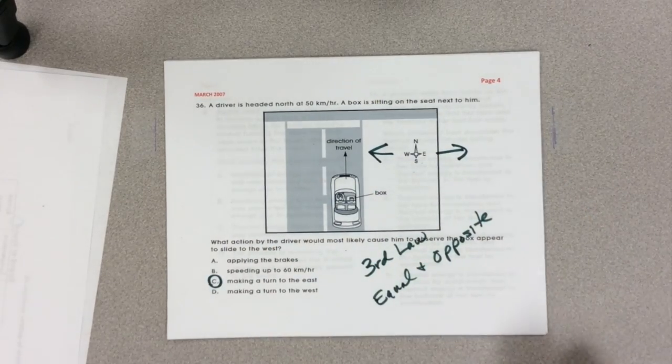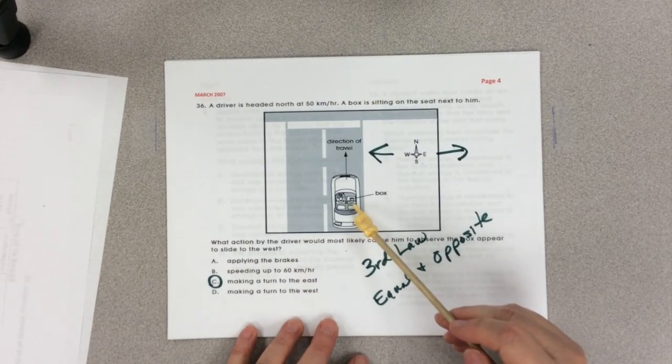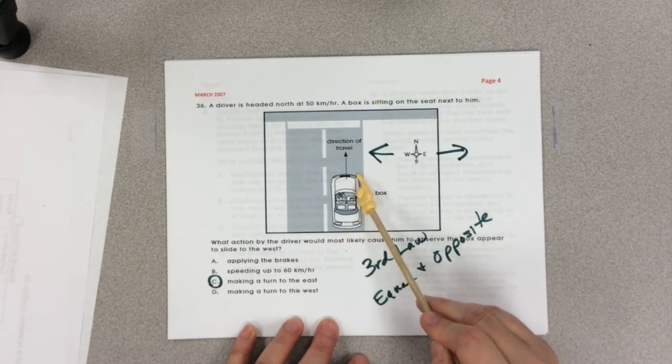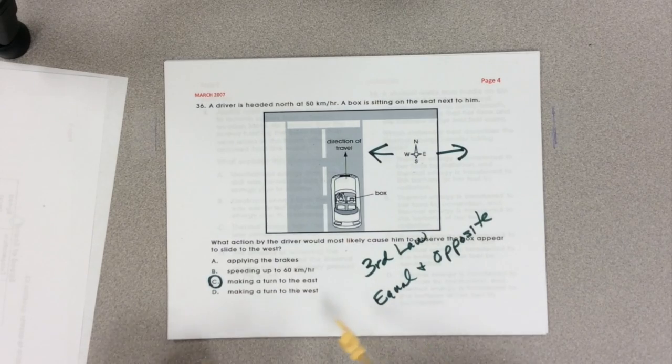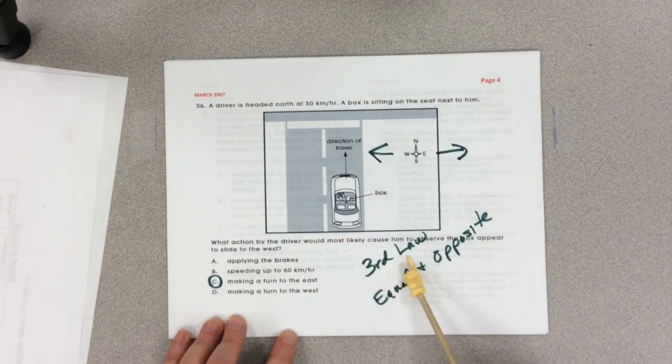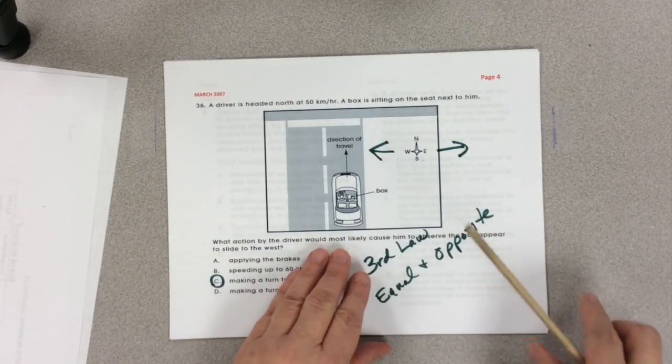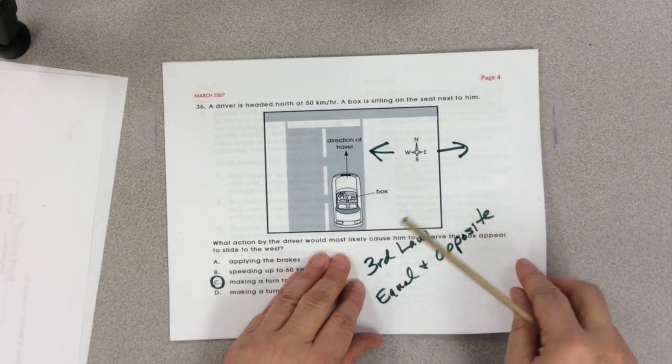And you know, if he put on his brakes, especially if you put the brakes on fast, the box would go forward. Okay, so this is that equal and opposite of Newton's third law. So we're going to turn in the opposite direction to get the box to slide.